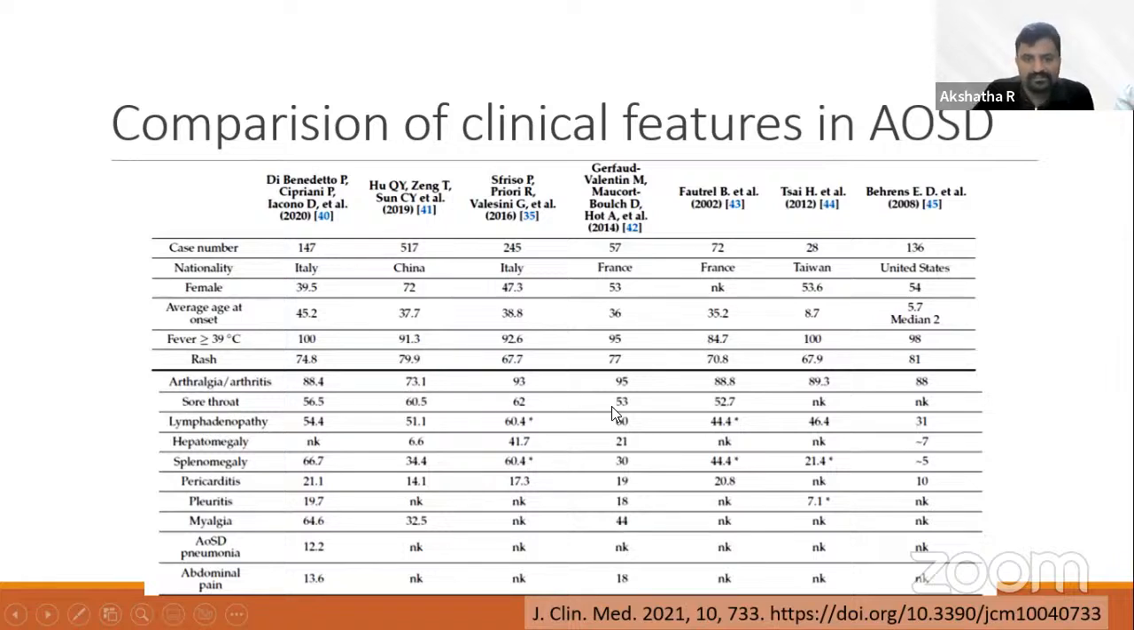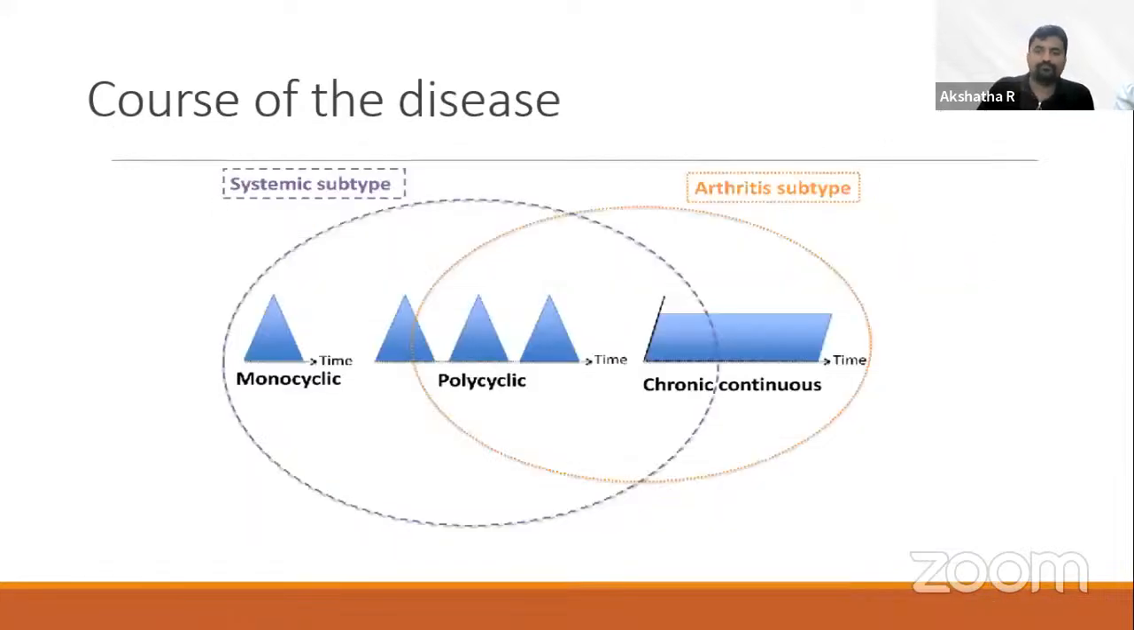And the patient can have arthritis in almost 90% of cases. Other features which can suggest AOSD are hepatosplenomegaly, lymphadenopathy, polyserositis. So other features are less frequent. So common features are fever, rash, arthritis, and hepatosplenomegaly.